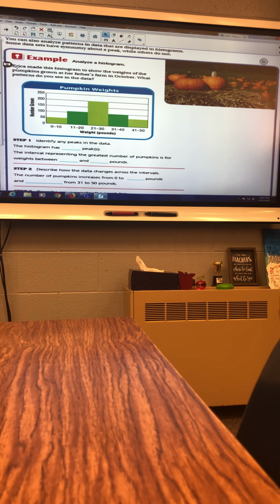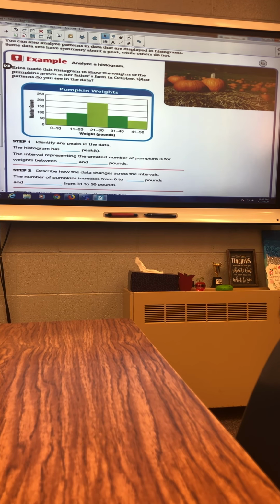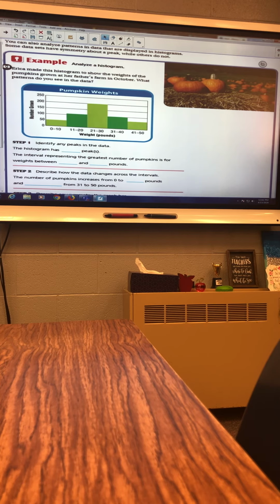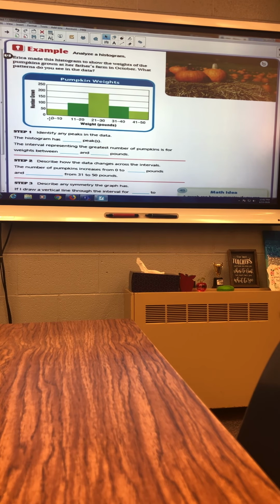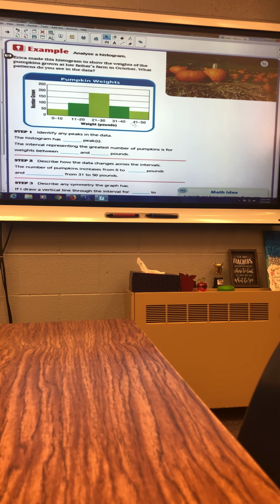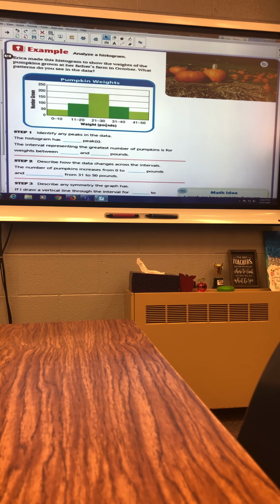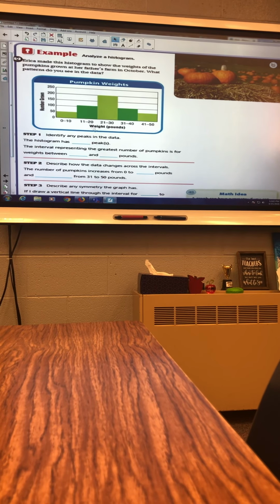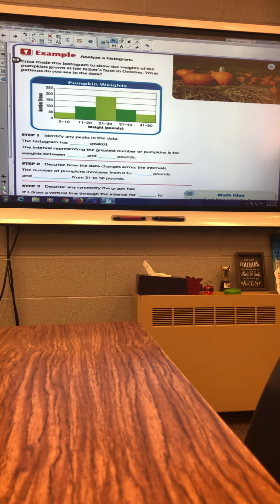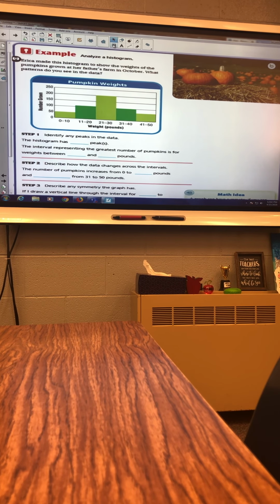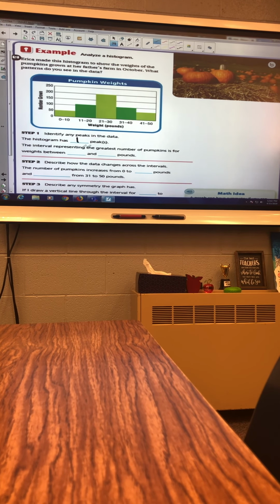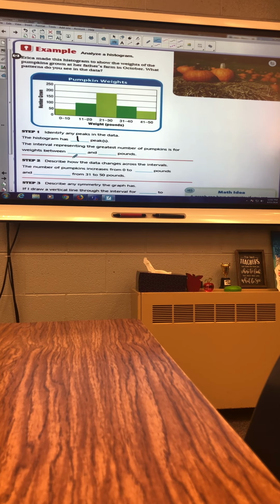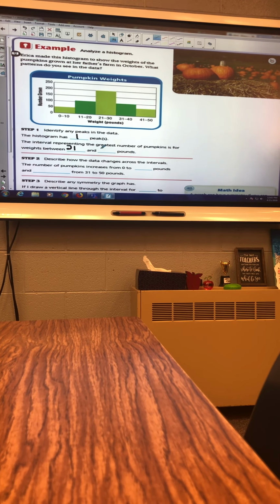So let's read the example. Erica made this histogram to show the weights of the pumpkins grown at her father's farm in October. What pattern do you see in the data? So here are the weights. This is from 0 to 10 pounds, and it goes all the way up to 50 pounds. Most of the pumpkins harvested from her father's farm are from 21 to 30 pounds. So this histogram has 1 peak. And the interval representing the greatest number of pumpkins for weights is between 21 and 30. That is the peak, okay?